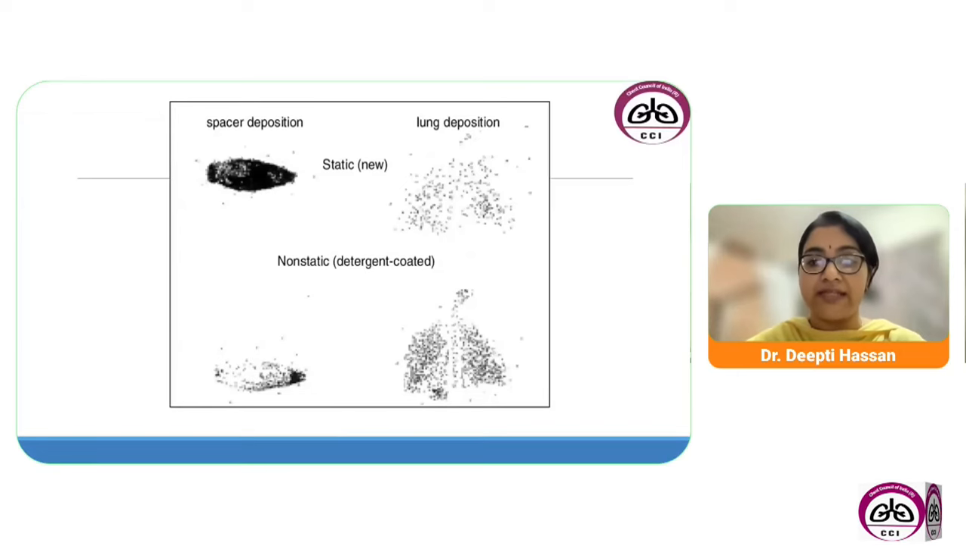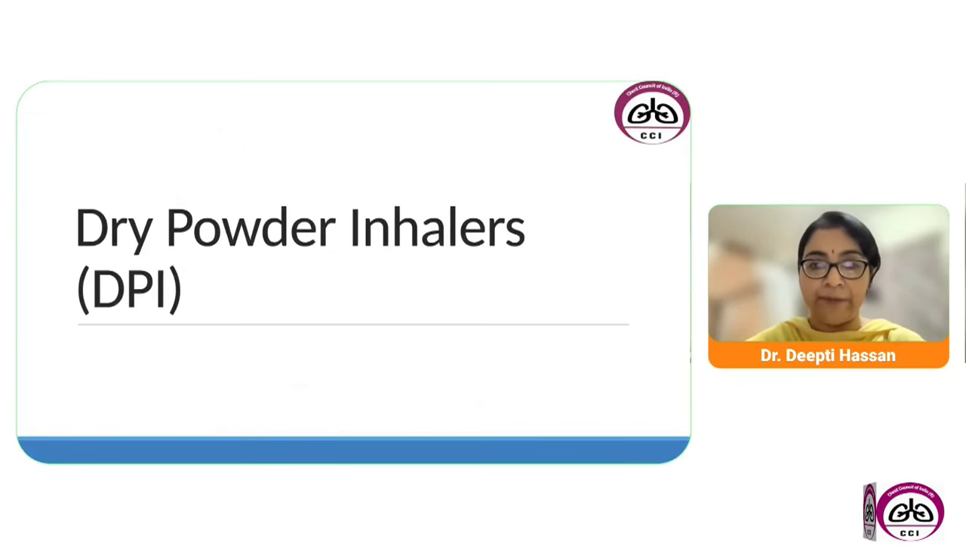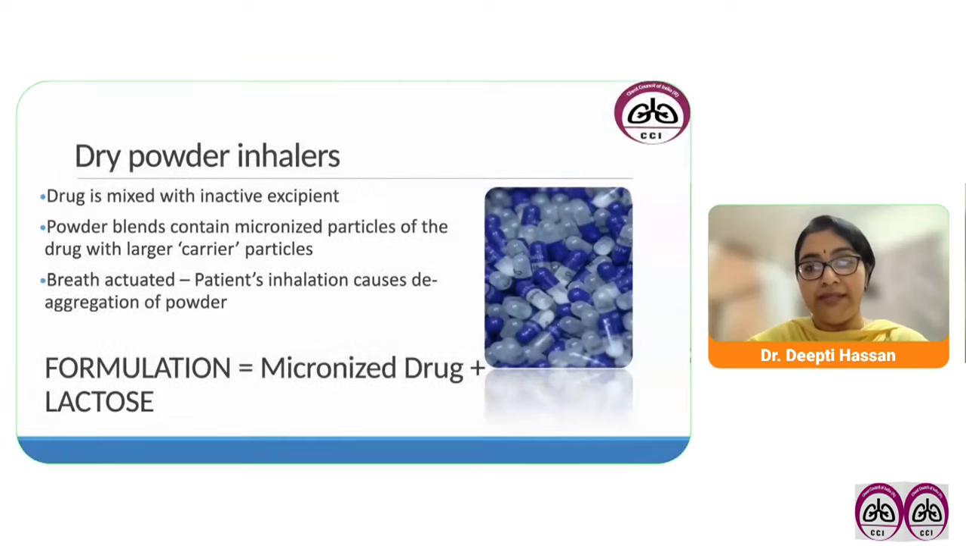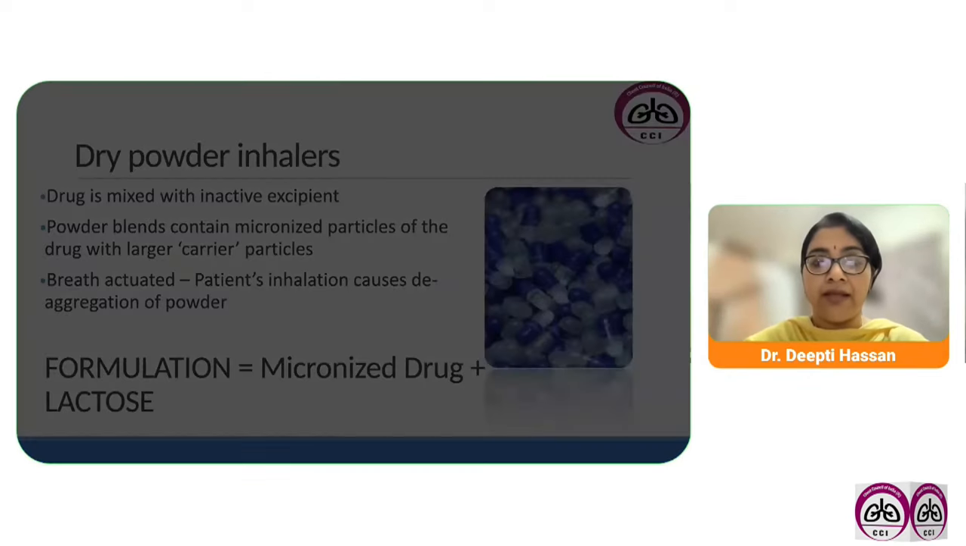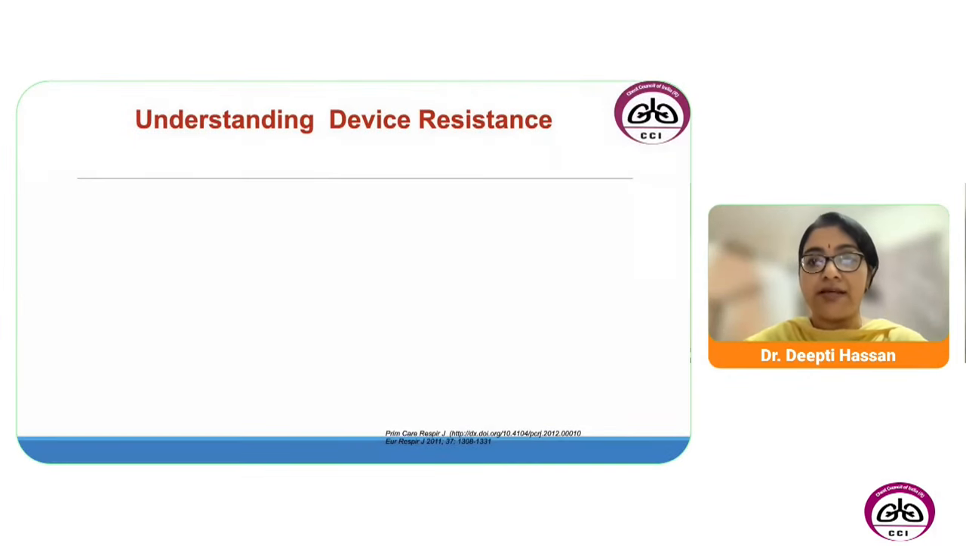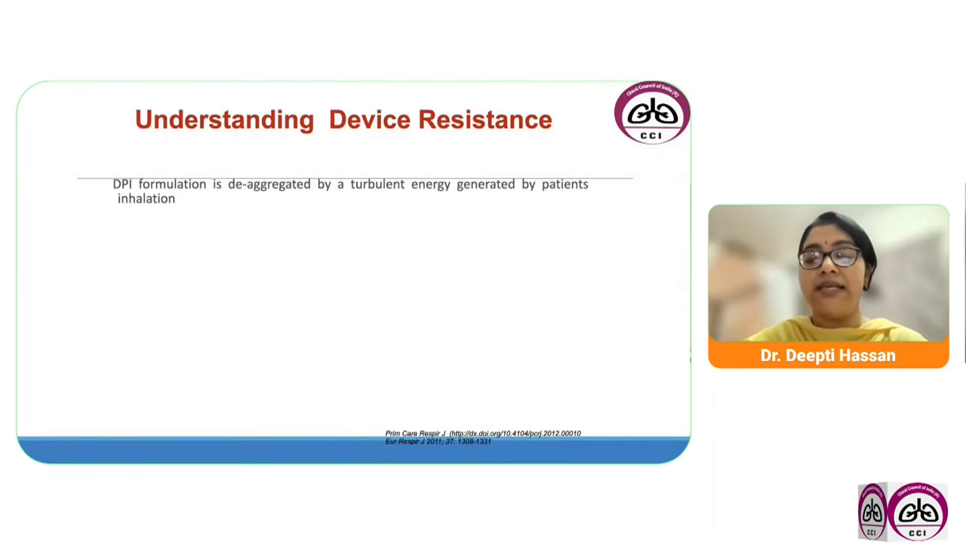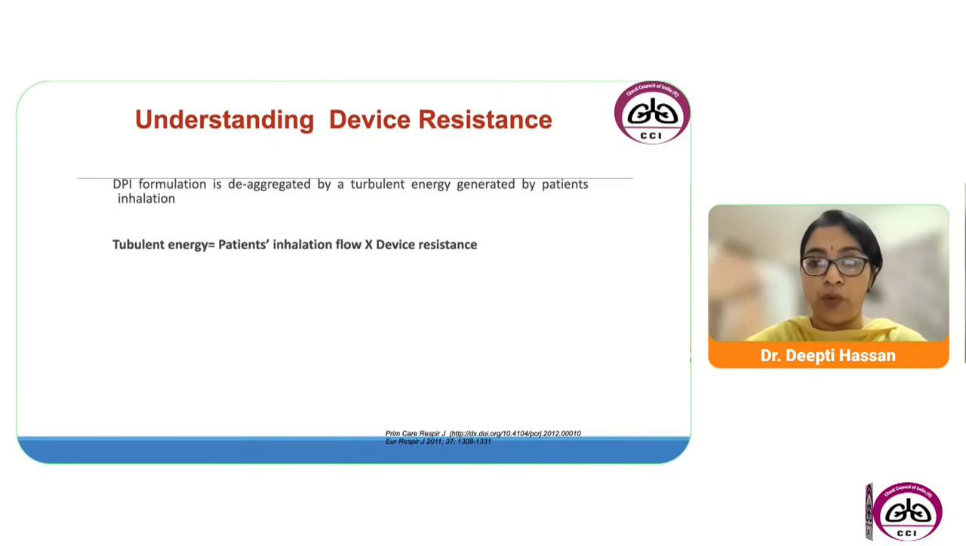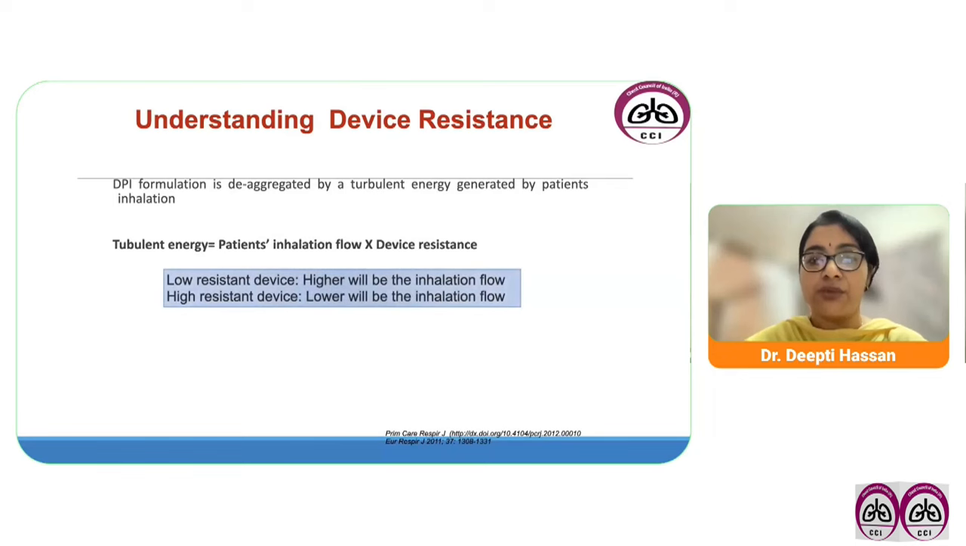Whereas in non-static, we can see a better lung deposition. Coming to dry powder inhalers, it is basically a micronized drug with some carrier particle, which is usually lactose. And what we have to understand here is the device resistance. That is, a DPI formulation is deaggregated by a turbulent energy which is generated by the patient's inhalation. So this energy is produced by the patient's inhalation flow as well as the device resistance. So a low resistant device improves the flow.